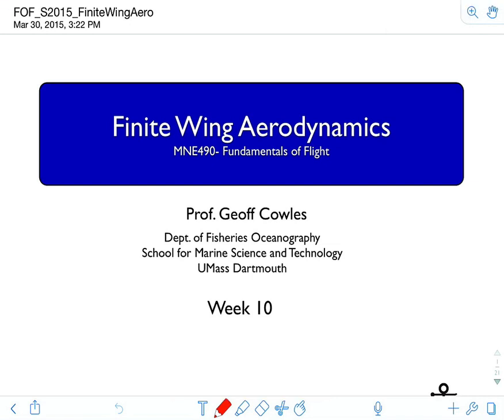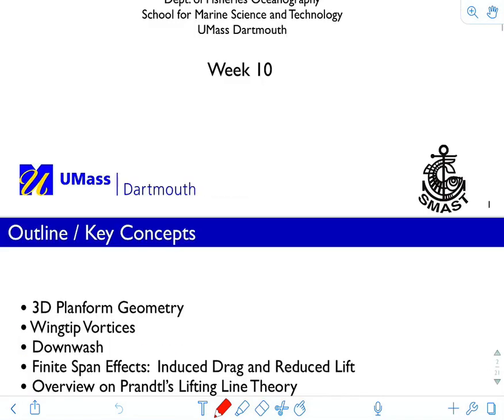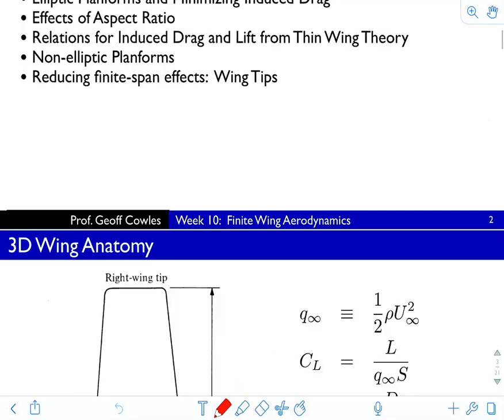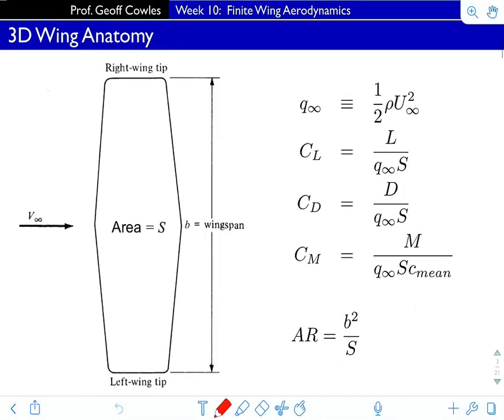Lecture for M&E 490 on finite wing aerodynamics. This supplements what you should have read in your Anderson book and the other YouTube links that I placed online. First, we'll start out just by reviewing the 3D wing anatomy.